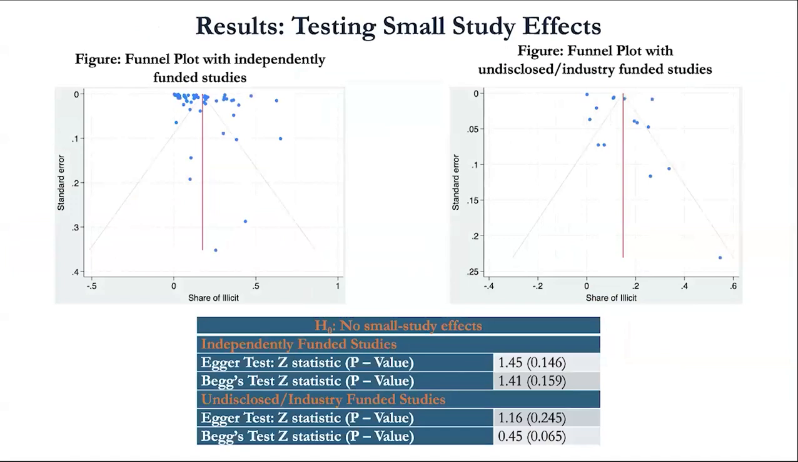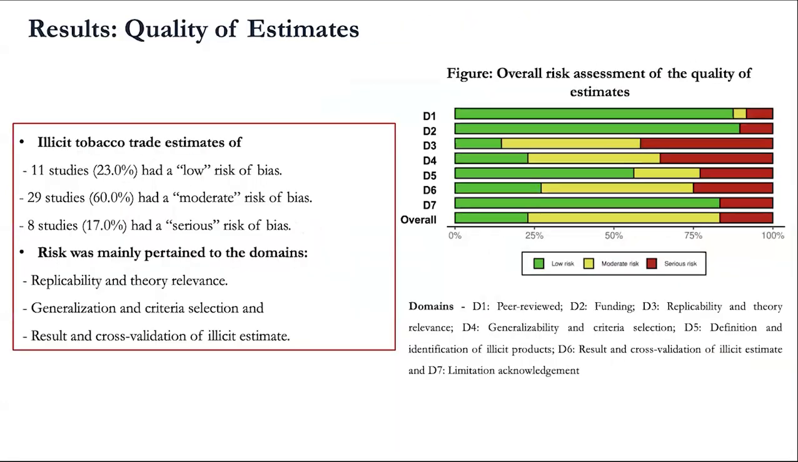Now, moving on to the quality of the estimate. This particular slide shows the overall summary of the critical appraisal that we performed in our systematic review. So as you can see, we had 11 studies.